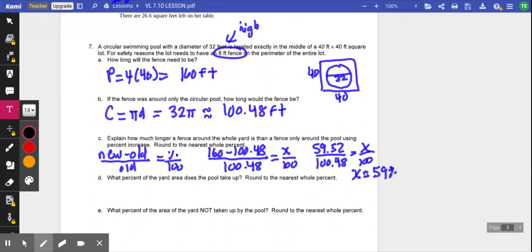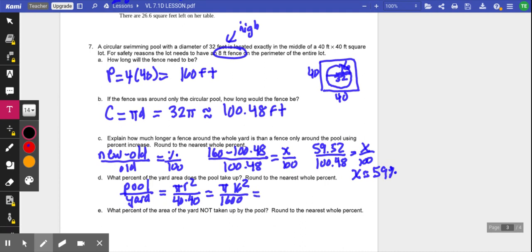What percent of the yard's area does the pool take up? So now we just have to find the area of the circle over the yard. So pool over yard, because we're trying to find percent. The pool is a circle, so we have to go pi r squared over the square, which is 40 times 40. If the diameter is 32, then the radius is 16. So here we have to go pi times 16 squared over 1,600.